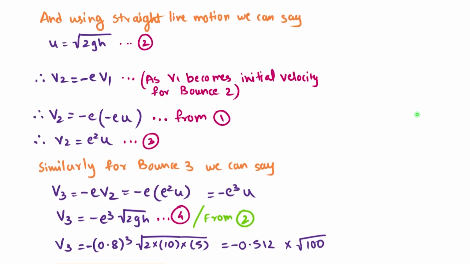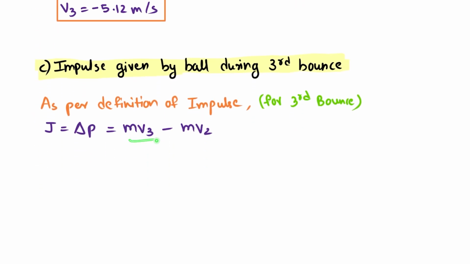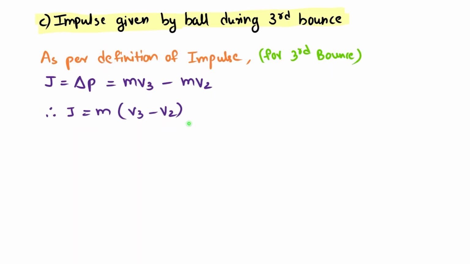So I can say the change in momentum will be m into v3 minus m into v2. Now I can take m common from both these terms, term 1 and term 2. So I get the resultant term as m into (v3 minus v2). That makes an expression for our impulse.